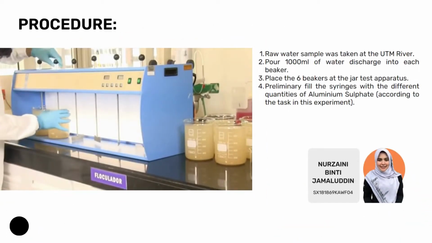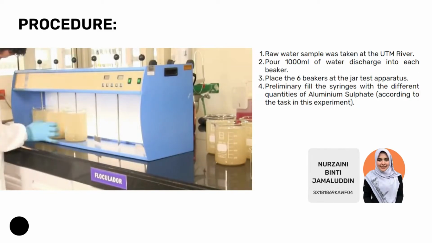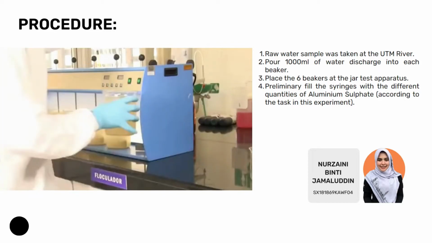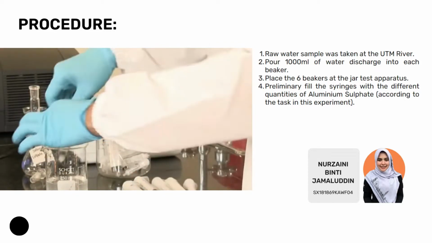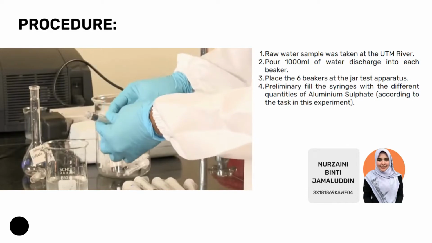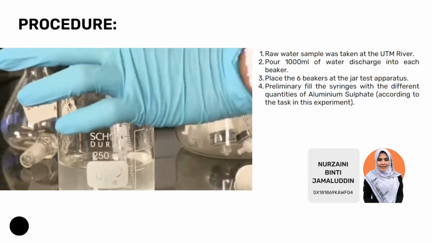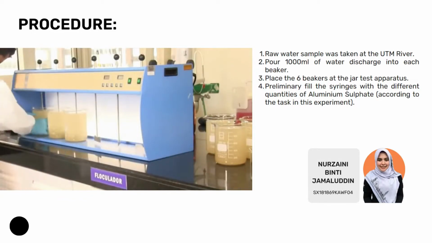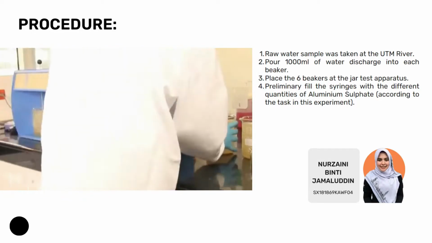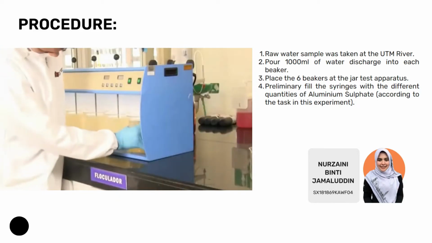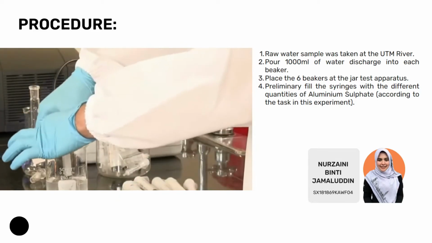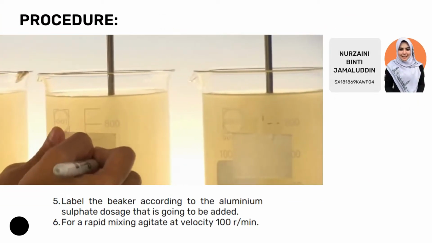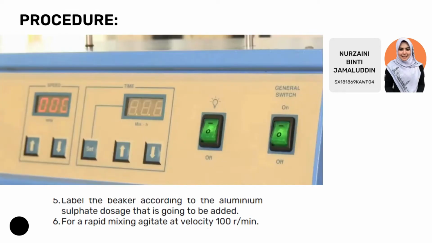The procedure in this experiment: firstly, a raw water sample was taken at the UATM river. Secondly, pour 1000 ml of water into each beaker. Thirdly, place the 6 beakers at the jar test apparatus. Fourth, fill the syringes with different quantities of aluminium sulfate according to the task in this experiment. Next, label the beakers according to the aluminium sulfate dosage that is going to be added.